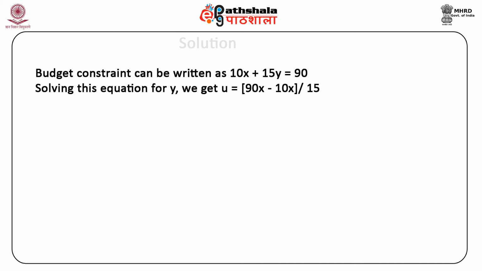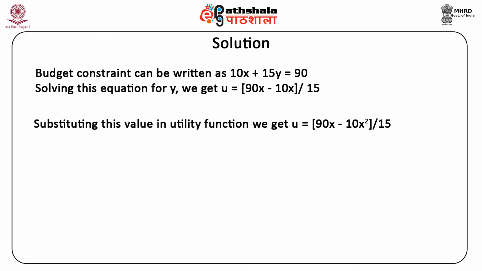The budget constraint can be written as 10x plus 15y is equal to 90. Solving this equation for y, we get y is equal to (90 minus 10x) upon 15, and substituting this value in the utility function, we get u equal to (90x minus 10x squared) upon 15.